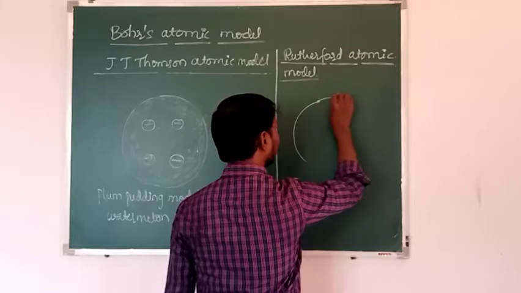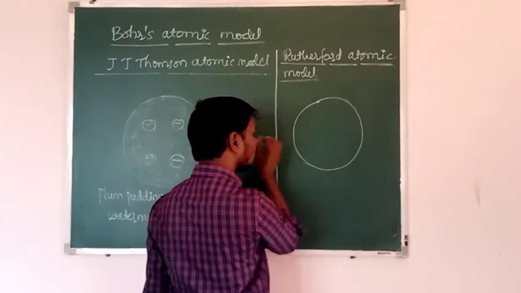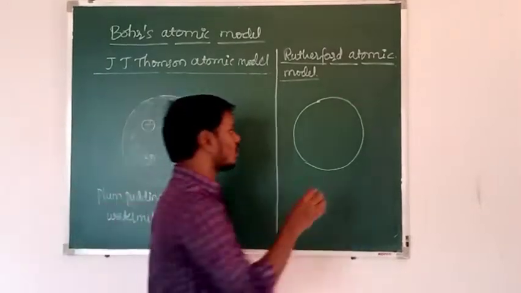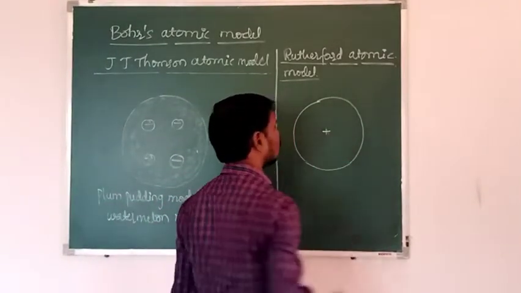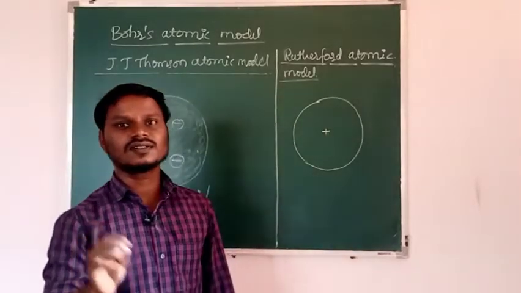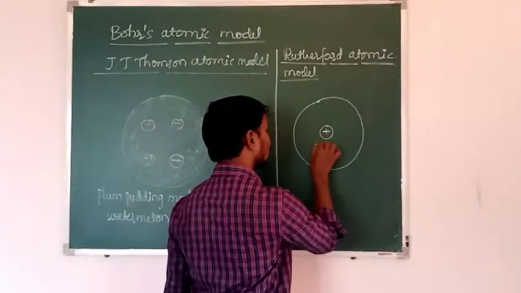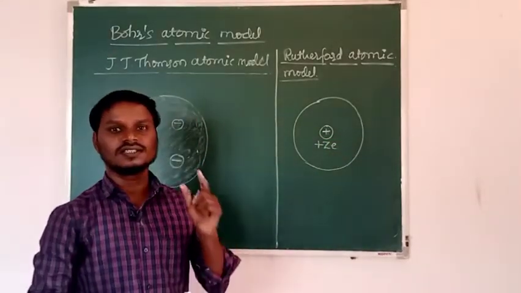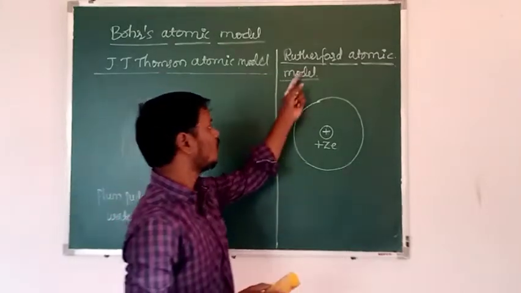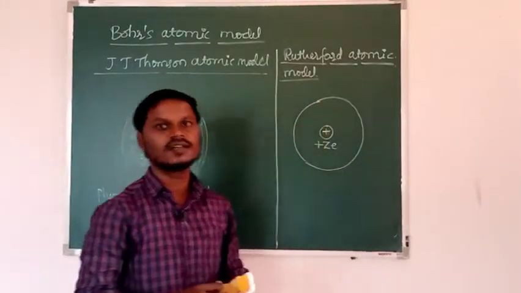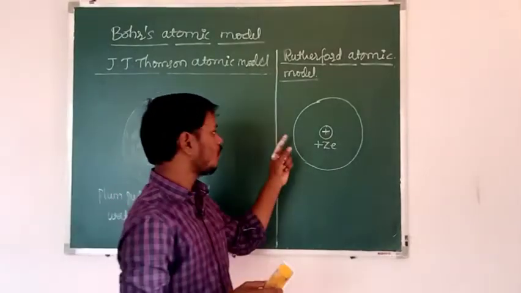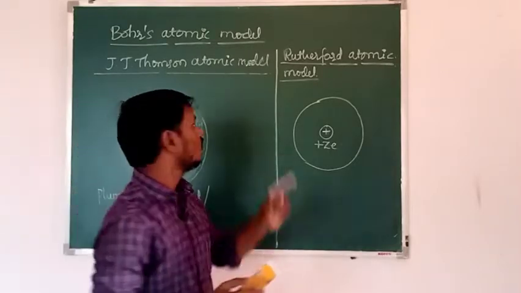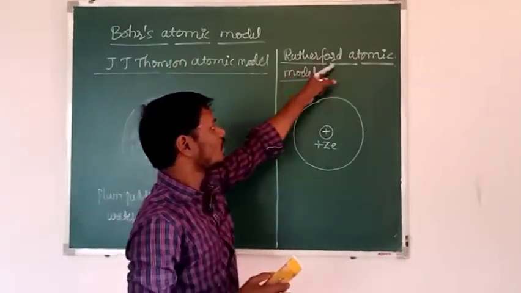See here, this is the Rutherford atomic model. The total number of positive charges means the entire positive charge of an atom is concentrated at the center of the atom. According to Rutherford, the charge on the nucleus is given by +Ze. This model couldn't explain the stability of an atom, but it successfully explained the large angle scattering of alpha particles. Next, Niels Bohr modified the Rutherford atomic model.